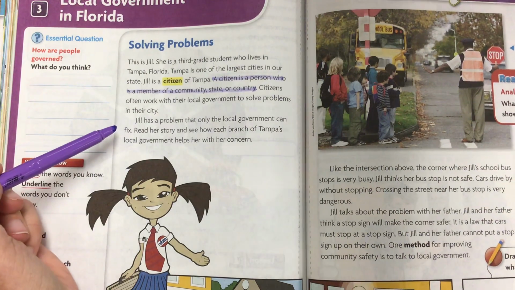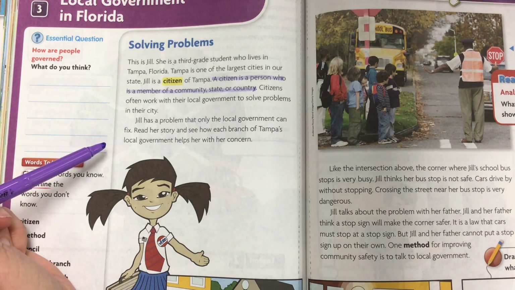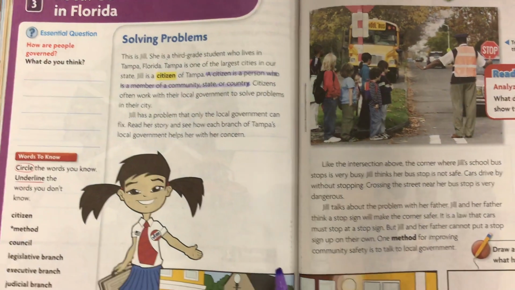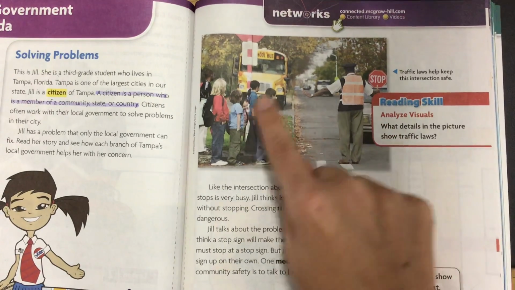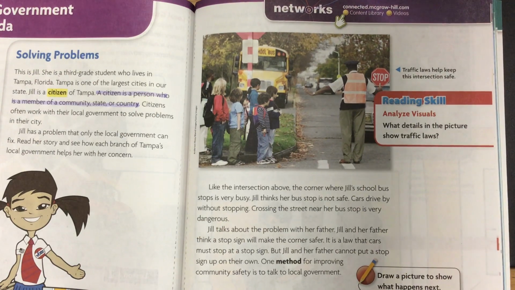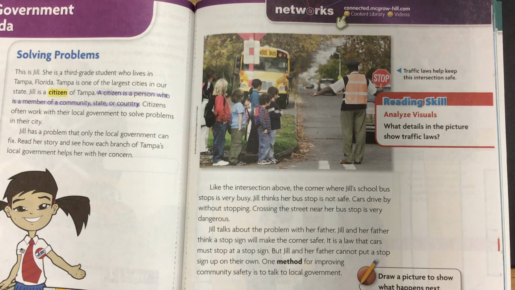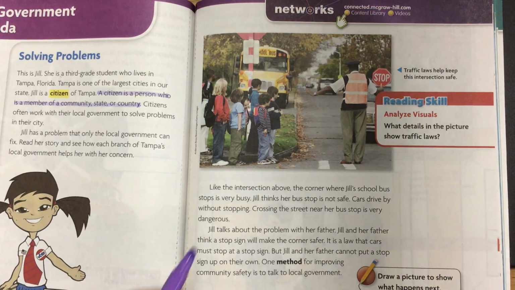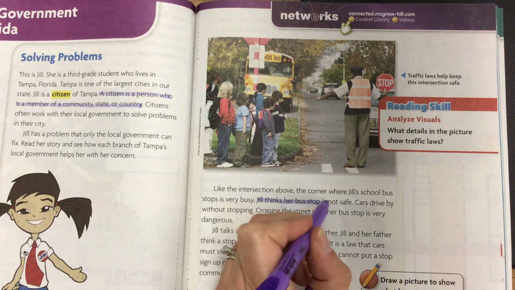Jill has a problem that only the local government can fix. Read her story and see how each branch of Tampa's local government helps her with her concern. Like the intersection above, the corner where Jill's school bus stops is very busy. Jill thinks her bus stop is not safe. Cars drive by without stopping. Crossing the street near her bus stop is very dangerous. So let's just go ahead and highlight what her problem is. Jill thinks her bus stop is not safe.